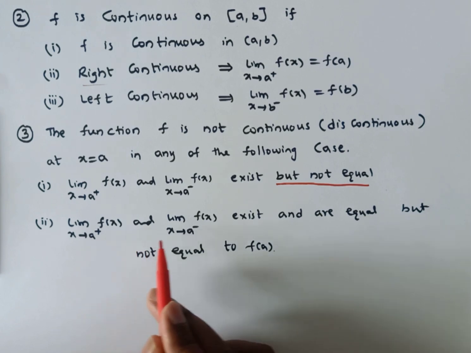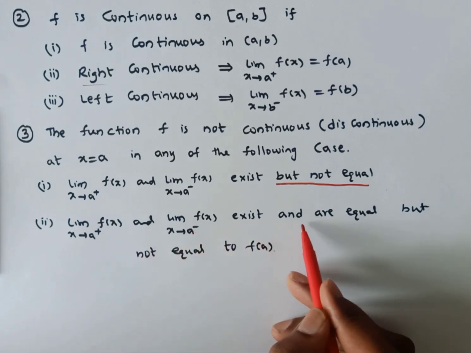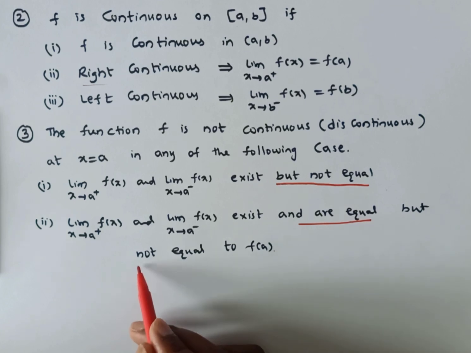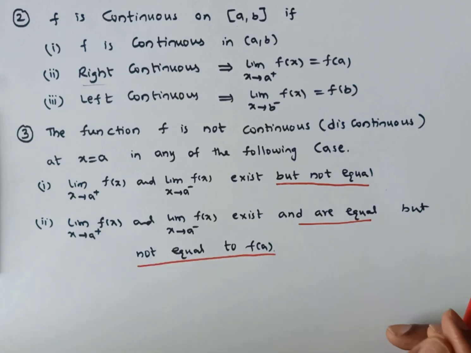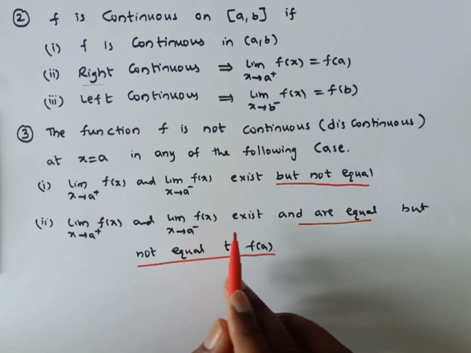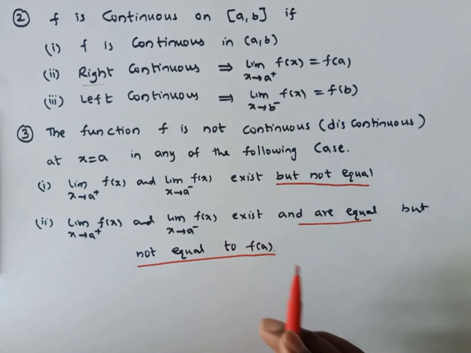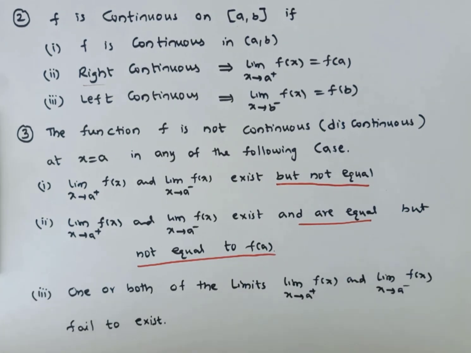The right hand limit and left hand limit both exist and are equal but not equal to the function value. So both left and right limits exist and are equal but not equal to f of a. Then in this case also the function is not continuous. The third case: one or both of the limits fail to exist, like the right hand limit and left hand limit.